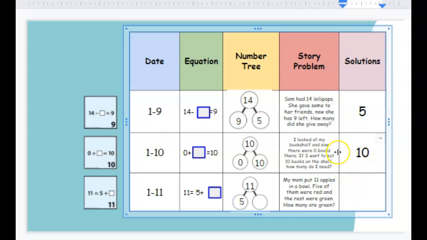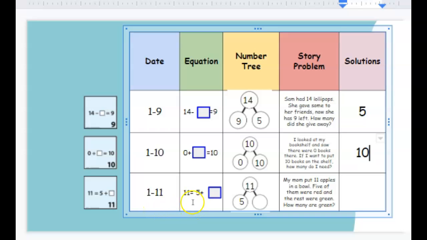Let's see what the story says. I looked at my bookshelf and saw there were 0 books there. Oh dear. If I want to put 10 books on the shelf, how many do I need? You would need to go get all 10 books, wouldn't you? Good job. All right, let's look at this next one for today on January 11th.